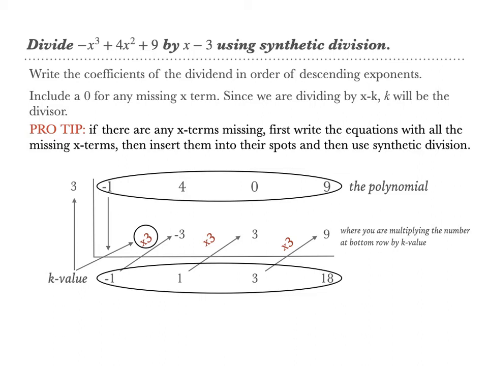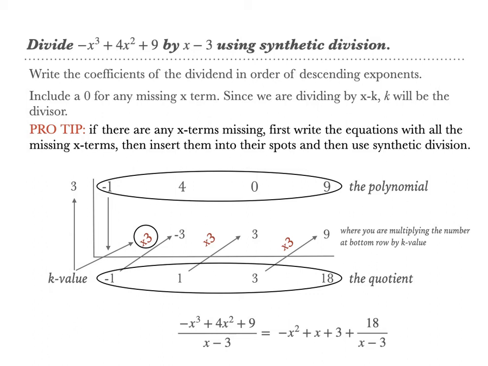So we put all the coefficients, so -1, and then 4, and then 0, and then 9. And now our answer is, as you can see, the coefficients of our quotient are -1, 1, 3, and 18. So this translates to negative x to the power of 2 plus x plus 3 plus 18 over x minus 3. So the last number of the quotient is always the remainder.